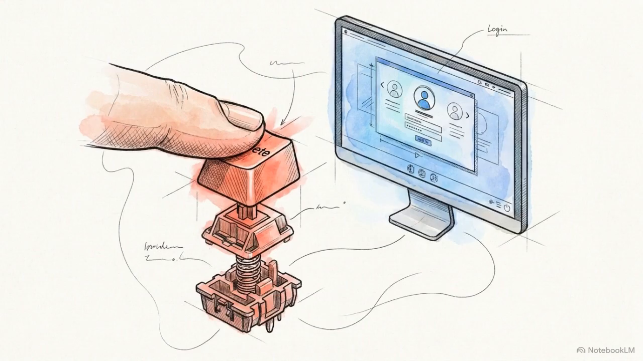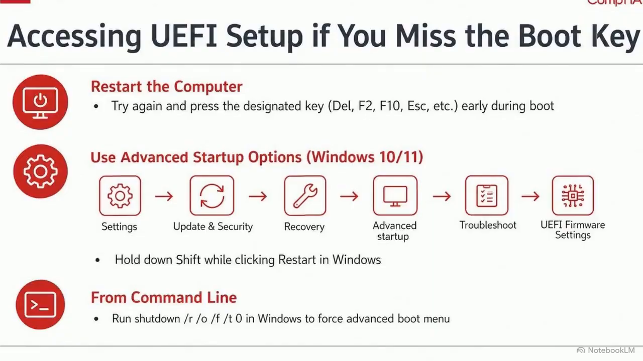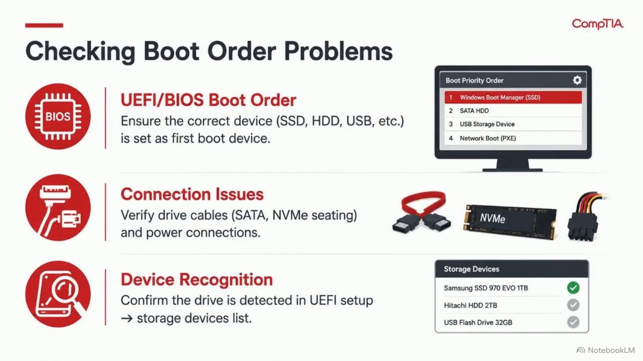As a result, it is common to completely miss the traditional F2 or delete key prompt needed to enter the firmware setup. This graphic shows the software workaround to access UEFI if the OS is running. You navigate through Windows Advanced Startup options. Alternatively, force the advanced boot menu from the command line using the shutdown command with specific restart parameters. Once inside UEFI, you troubleshoot errors like bootable device not found.